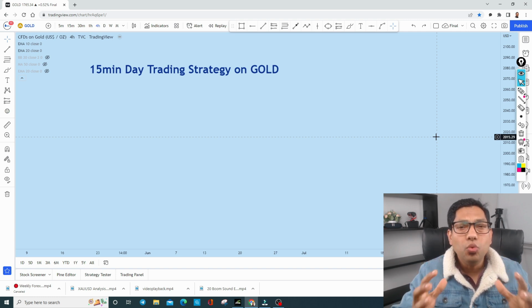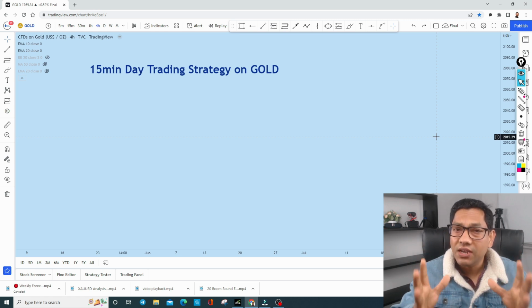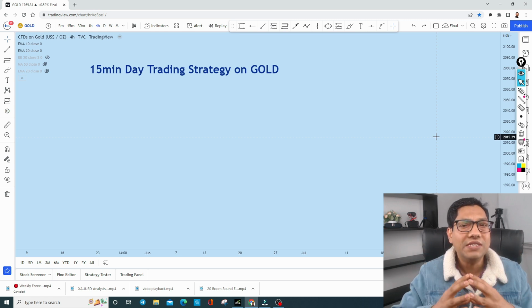Now why do you need a separate strategy for gold? The reason is gold behaves very differently than any other instrument in the market. There is a reason for it. Gold is a highly volatile precious metal, and there is a lot of volume in that market. That's why this market behaves differently, and that is the reason why gold needs a separate strategy for trading.